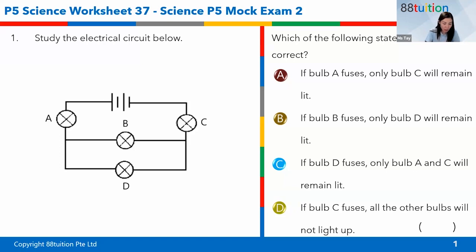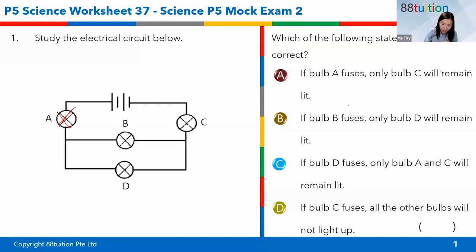Okay, so these questions over here ask you to select the correct statement. So if bulb A fuses, only bulb C remains lit. Okay, so if this fuses, that means it doesn't work, so I'm going to cross it out. If this doesn't work, only C remains lit. What will happen if A fuses? If A fuses, none of them will actually light up. Do you all see that? Same thing for C as well. If C fuses, all other bulbs will not light up because there is an open circuit. There is no path for the electricity to flow.